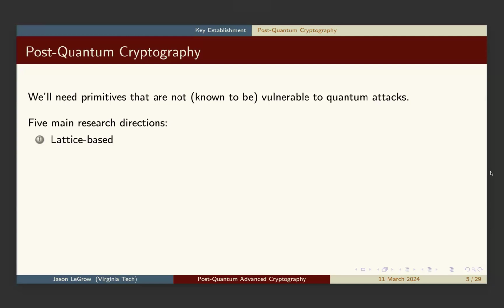So there's sort of five main research directions. People here, I'm sure, are familiar with all of these. There's lattice-based. This is probably the biggest one, with a lot of lattice-based protocols. Multivariate polynomial-based. I don't know if anybody here has worked on that. The last time I gave this talk, there were multivariate people. Oh, there are multivariate people here. Very cool. Oh, I'm glad. Hash-based stuff.